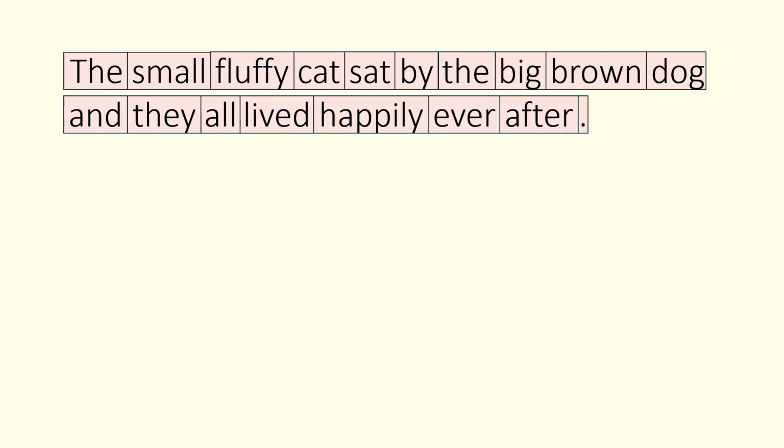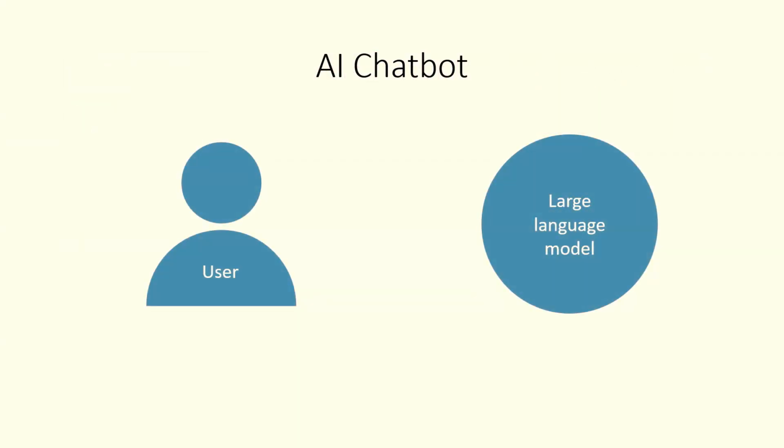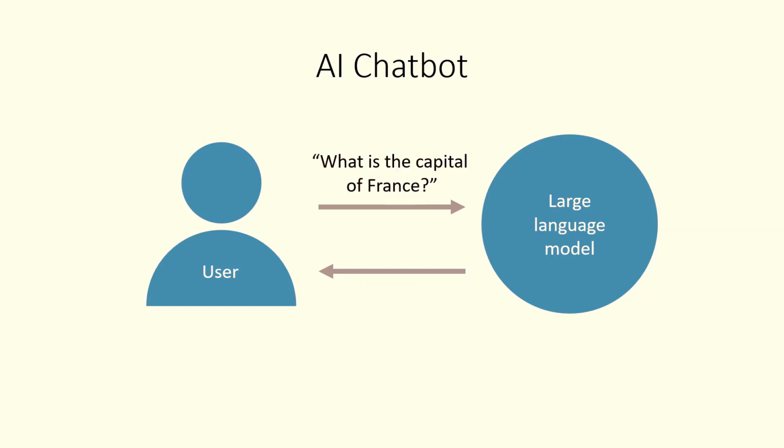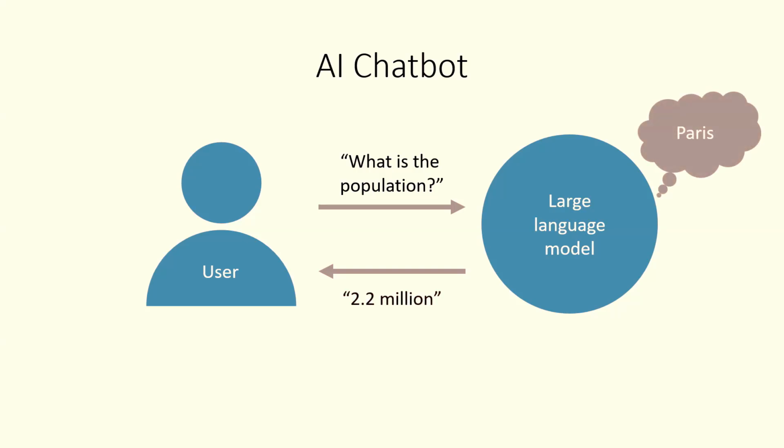We keep going until we reach some kind of stop token, like the period at the end of the sentence. This allows us to communicate with large language models in natural language. We provide a request in plain English, and then the LLM provides a response. For example, if we ask the LLM, what is the capital of France? It's going to respond with the word Paris. And then if we ask a follow-up question like, what is the population? Now the LLM knows from the prior context, the prior text that we typed to it, that we're talking about Paris. So it's going to respond with the population of Paris based on this context.